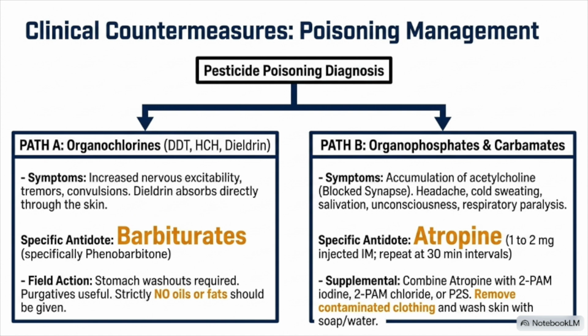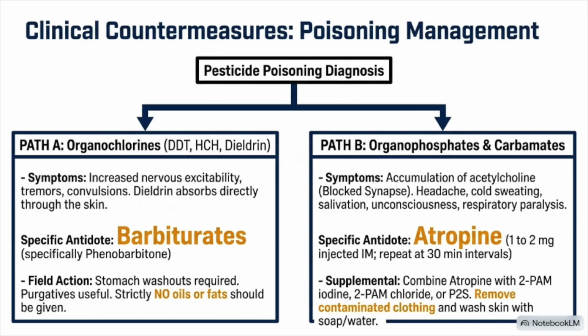When pesticide poisoning occurs, clinical countermeasures follow two distinct paths. Path A covers organochlorines like DDT, HCH, and dieldrin, with symptoms of increased nervous excitability, tremors, and convulsions, and dieldrin absorbs directly through the skin. The specific antidote is barbiturates, specifically phenobarbital, requiring stomach washouts, useful purgatives, and strictly no oils or fats should be given.